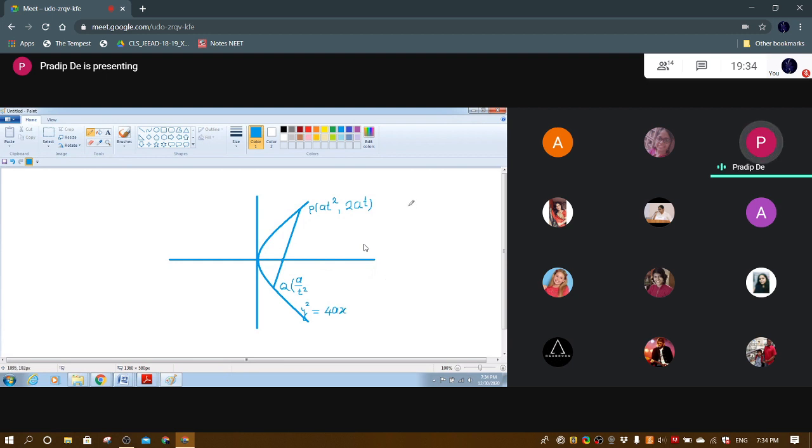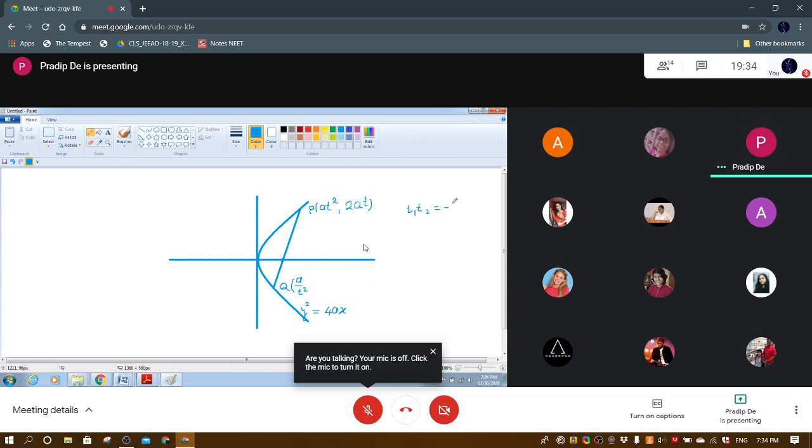For a focal chord, the condition is t1 into t2, t1 t2 is equal to minus 1. So if this point is t, then this point Q should be minus 1 upon t.